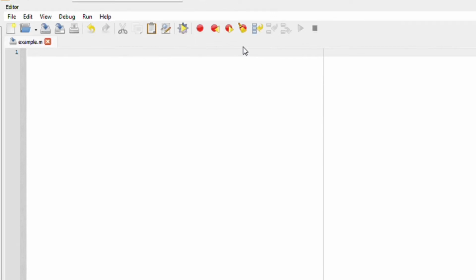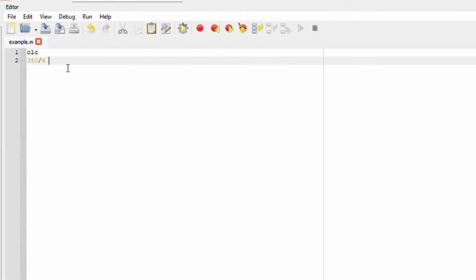Let us explore different rounding offs that you can compute on Octave. We are going to work with 350 divided by 6. If I run my file, I should get, it's always good to just clear your screen, 58.33. Okay, now the aim is to round off this using different rounding off functions that we can compute on Octave.